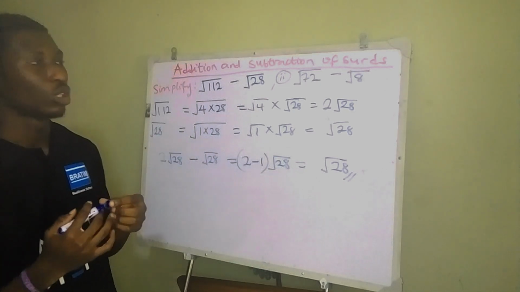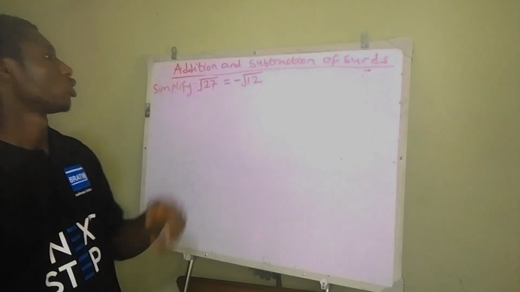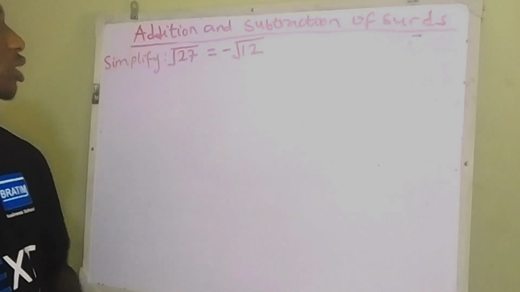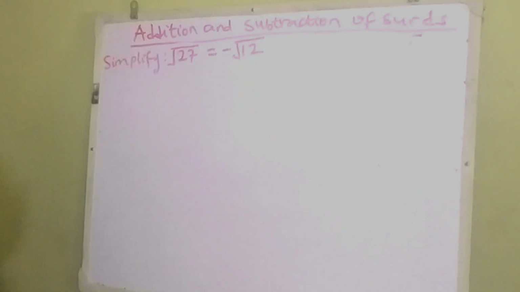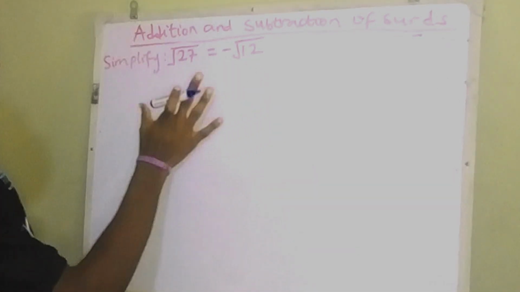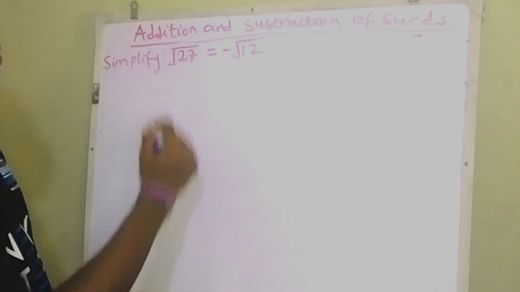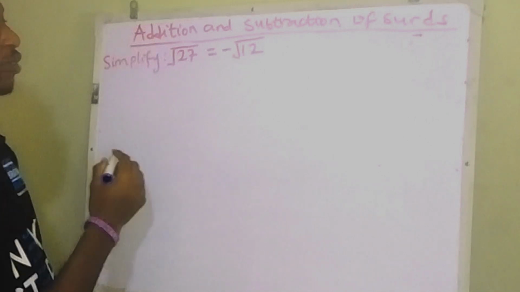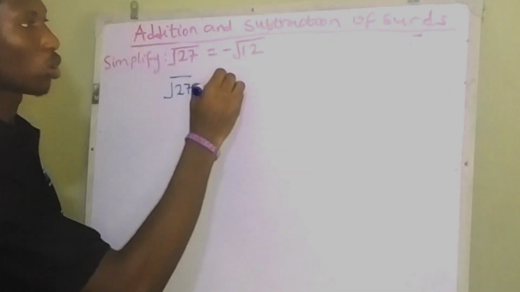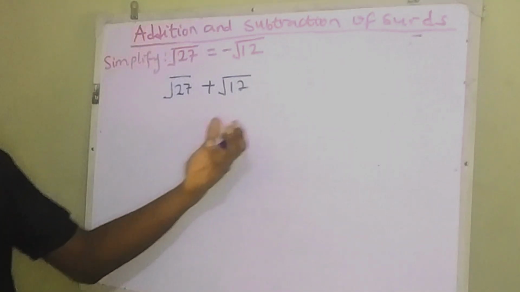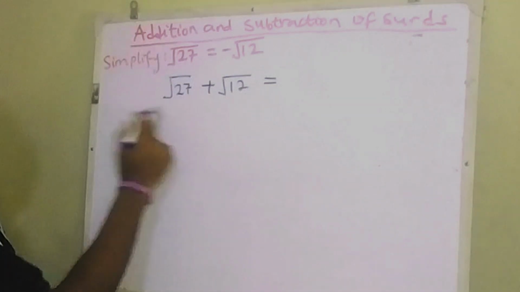So let's look at the last question before we look into conjugate surds. What we're dealing with now is square root of 27 plus square root of 12, and we have to simplify this expression. Before simplifying it, we have to make this one standard expression, so we carry square root of 12 to the left hand side. We have square root of 27 plus square root of 12.